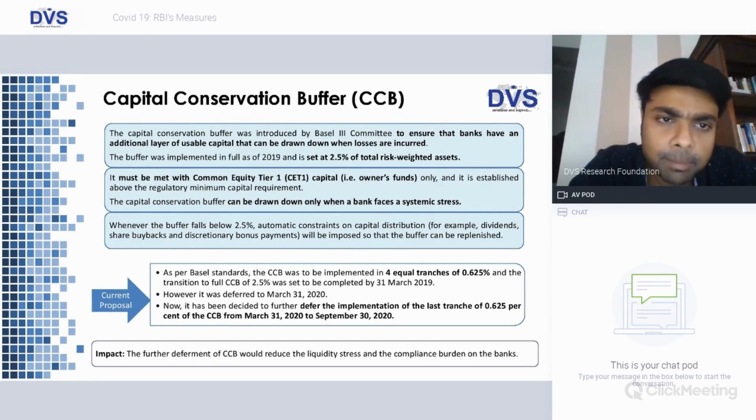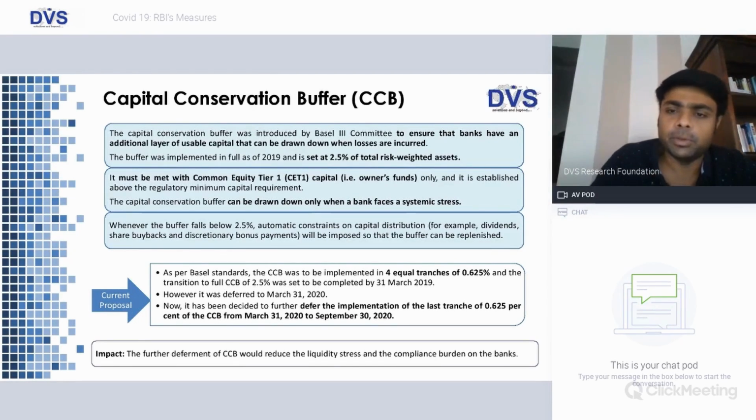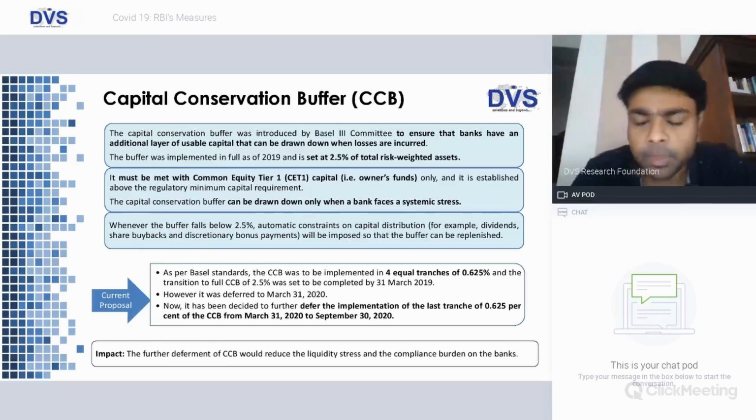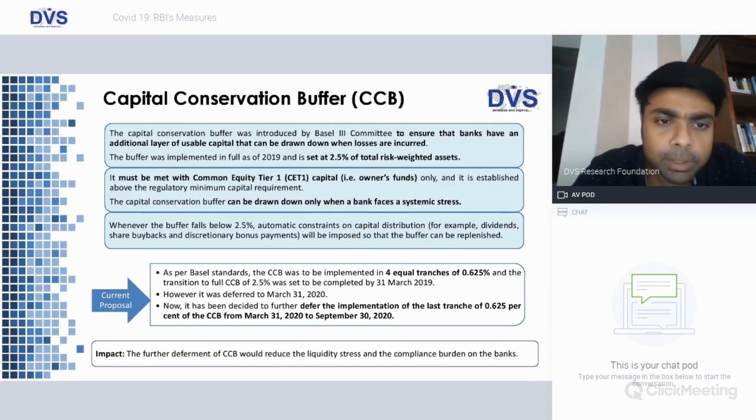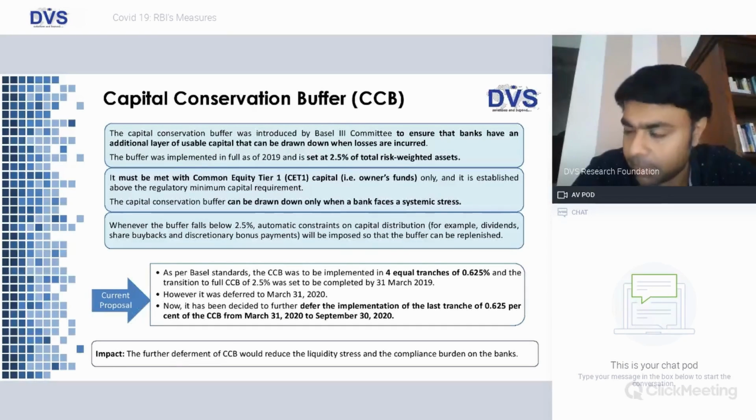So this capital conservation buffer was supposed to be, as the name itself suggests, a buffer which eventually will get created over a period of time as an additional layer. So it must be met with common equity tier 1 capital from owners' funds only. And this can be drawn only when the bank has a systemic stress, when the bank's financials are not doing the way they need to be, consequent to a systemic stress, which is what we are currently facing.